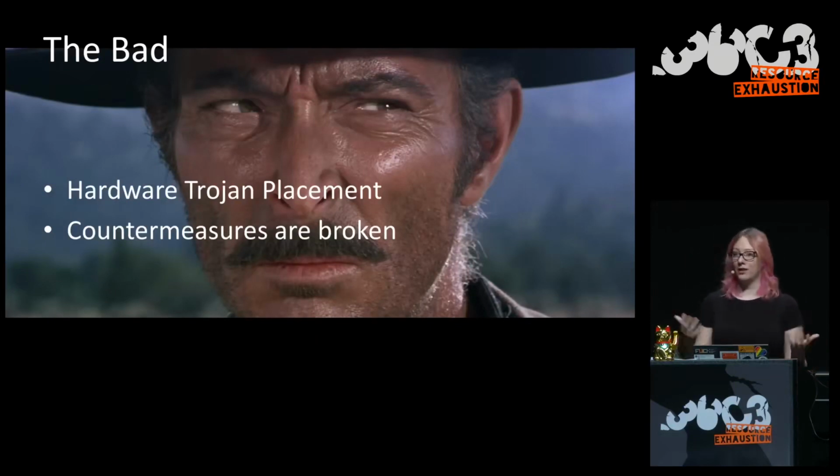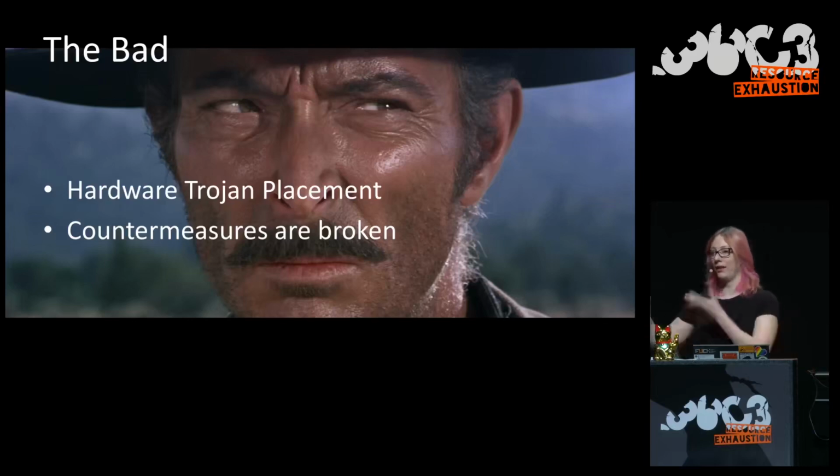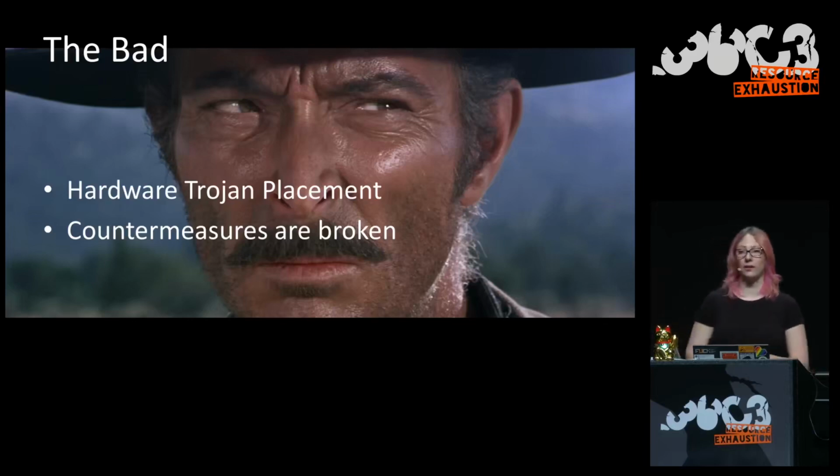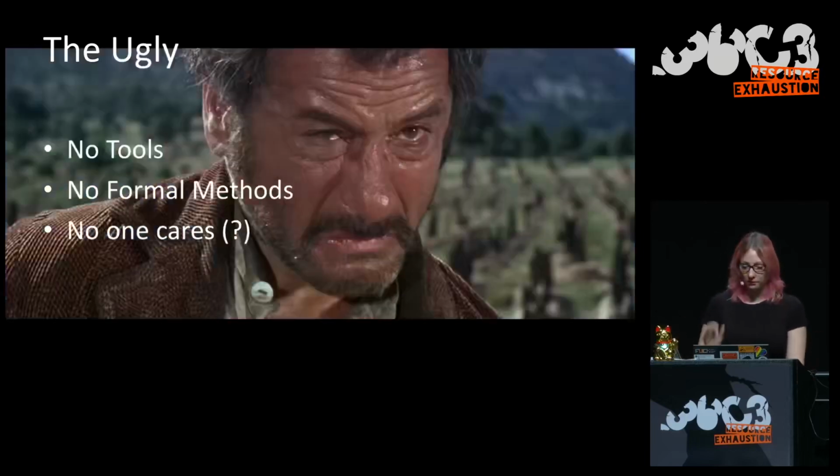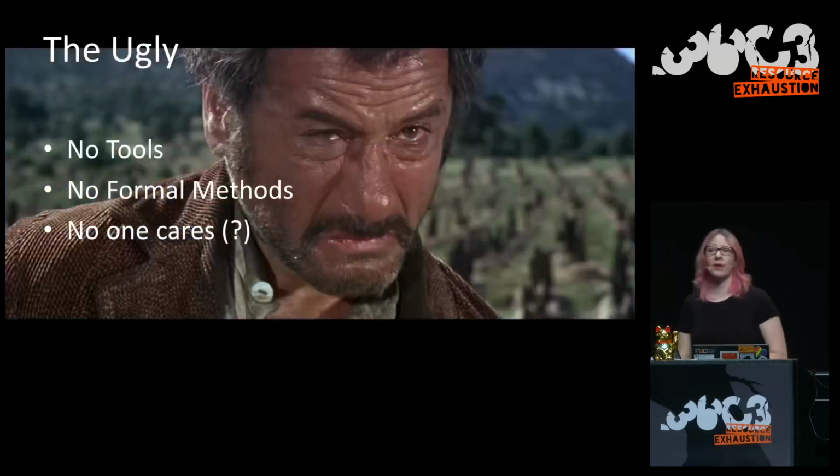If they know the functionality, they can figure out, look, let's place it right in the crypto core. That's where we want the thing to be. If they don't know the functionality, they won't actually know where to place their hardware trojan. And any kind of countermeasures we have are broken. So we don't really have anything very good working for us here to actually prevent someone from reverse engineering our chips.